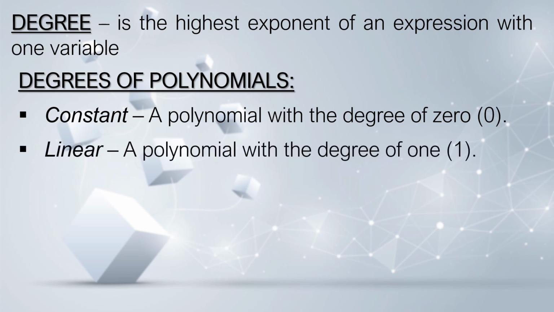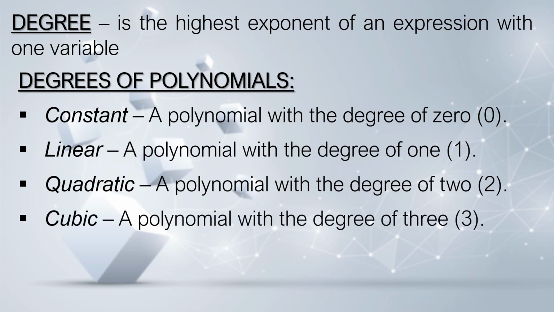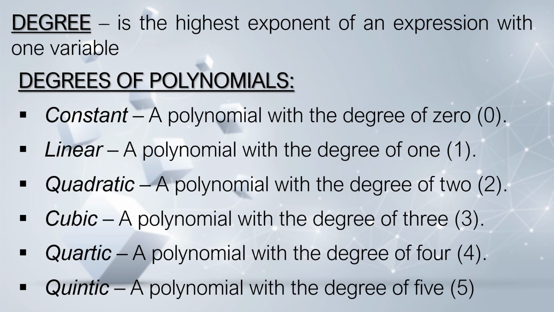Linear is a polynomial with a degree of 1. Quadratic is a polynomial with a degree of 2. Cubic is a polynomial with a degree of 3. Quartic is a polynomial with a degree of 4. And the last is the quintic, wherein a polynomial with a degree of 5.